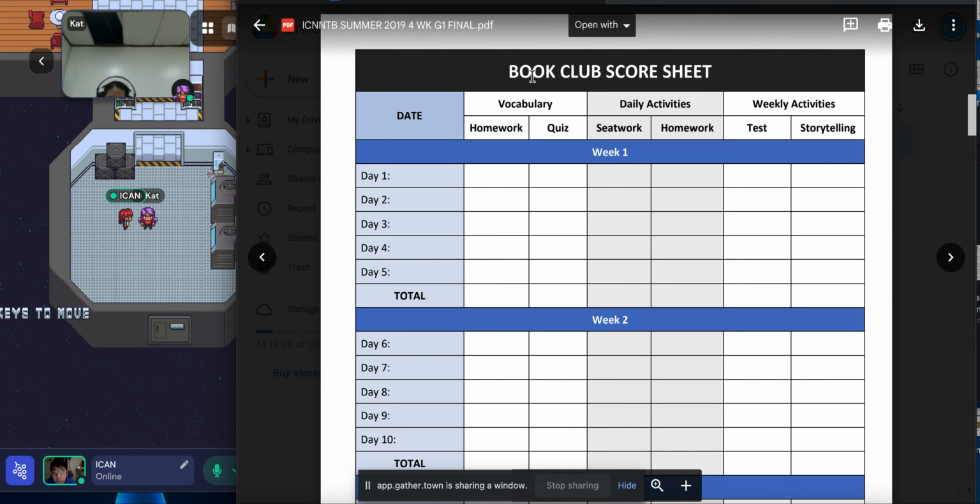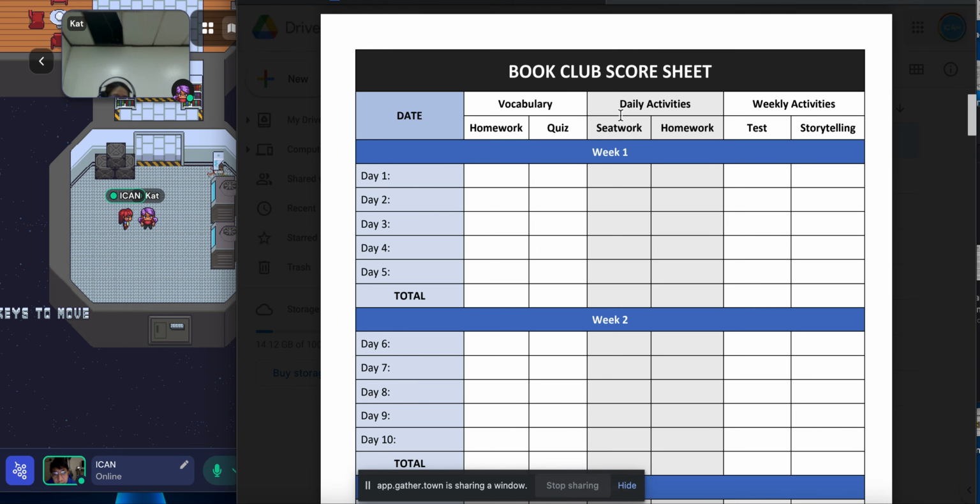So book club students, they are the students who are reading a specific book. So it could be Harry Potter. They're reading Percy Jackson, any kind of book that they prefer. And then what we do is we record their score as a book club teacher. So every day we record their vocabulary, the homework, and the quiz, and then their daily activities if there's a sit work or a homework.